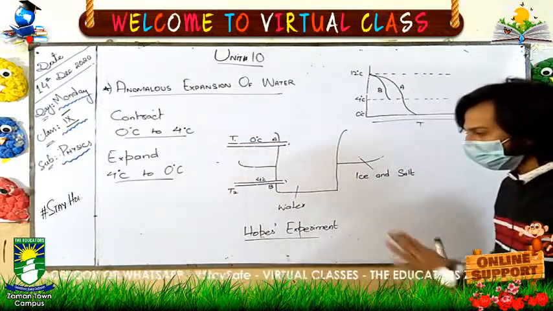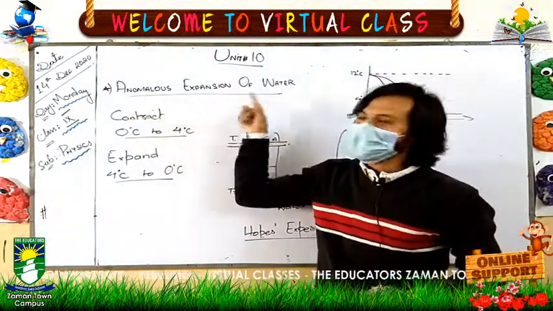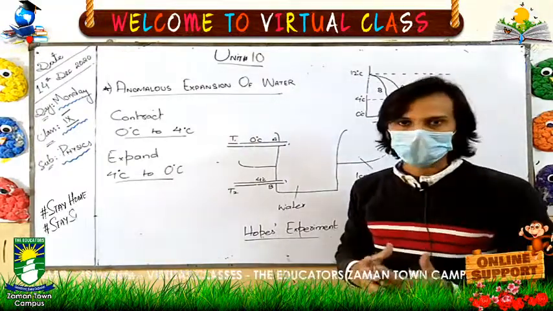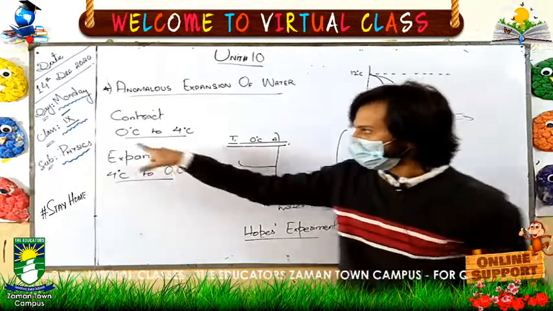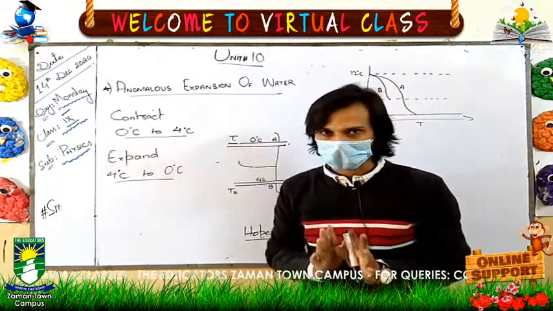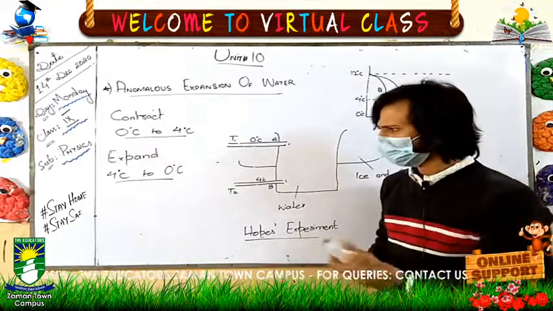So this was Hope's experiment by which we were getting the anomalous expansion of water, the behavior of water, how it is expanding by increasing the temperature. Okay, but only in this range, between 0 degree centigrade and 4 degree centigrade. Okay class, so we have some practical examples for this.